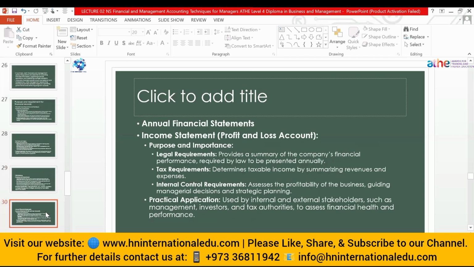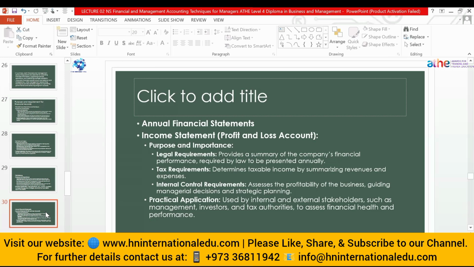Then the income statement. It provides a summary of the company's financial performance, required by law to be presented annually, to know what the sales of this organization are, what the cost of goods sold is, what the expenses are, so that if the expenses are exceeding the sales or the revenue, we can reduce the expenses. That is the operational efficiency or daily expenditures.